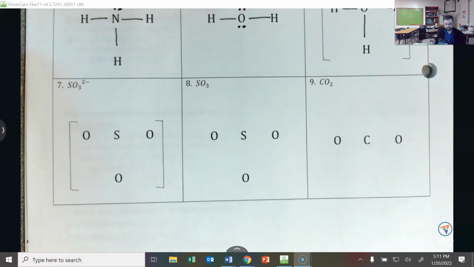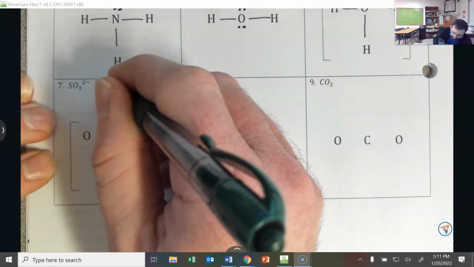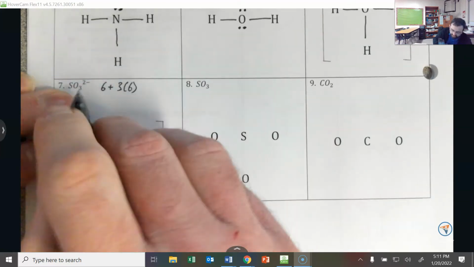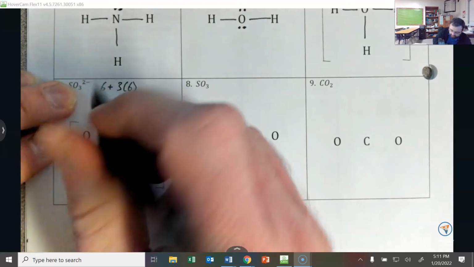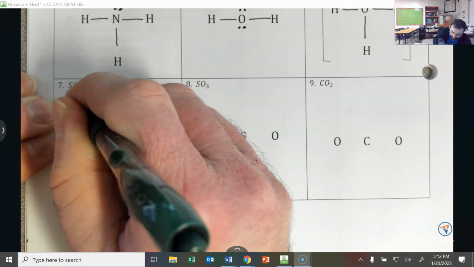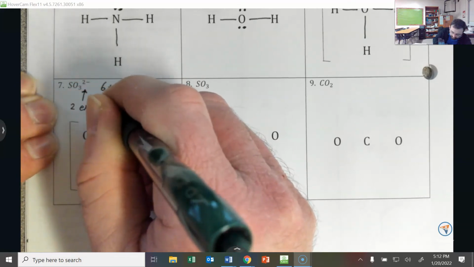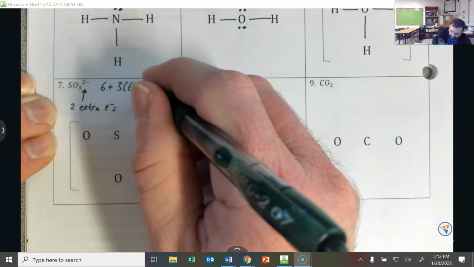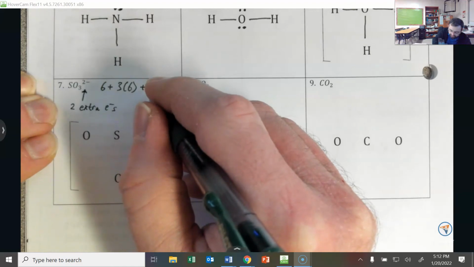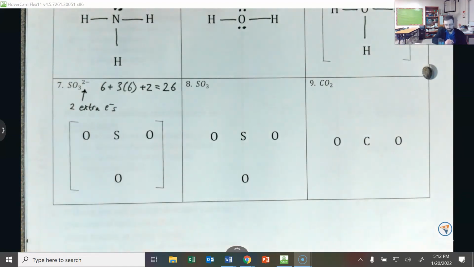SO3 with a negative 2 charge. Sulfur has 6 plus 3 times 6. And then I have 2 extra electrons because of that negative 2 charge, so I'm going to add 2. So 6 times 3 is 18. It makes 26, if I did my math right there.